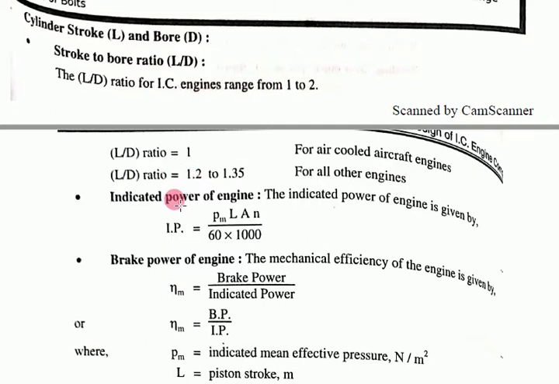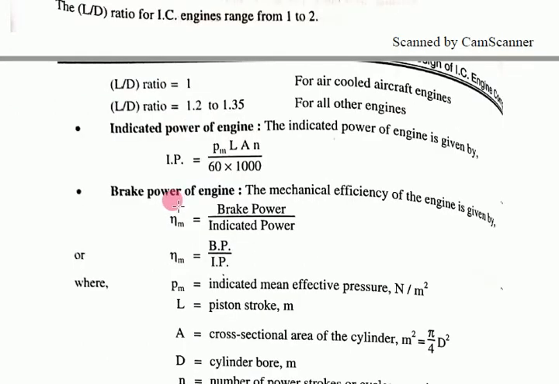Now, a few terms that you have heard in the IC engine subject. The first one is the indicated power of the engine. What is indicated power? Indicated power is the power generated inside the engine cylinder. Above the piston there is a spark and a blast, and due to that blast the maximum power is given to the piston; that is called the indicated power. IP is equal to PLAN upon 60 into 1000. You are aware of this equation for IP.